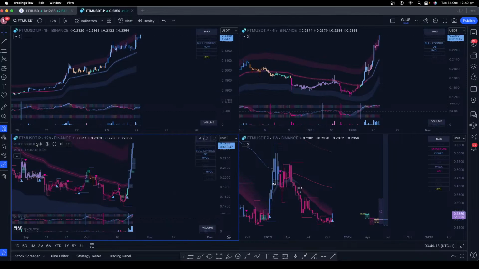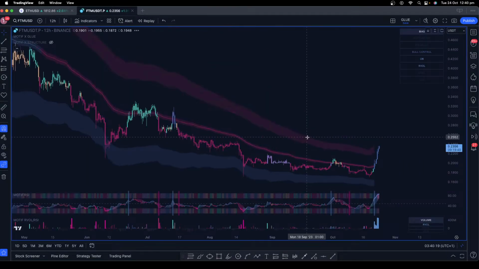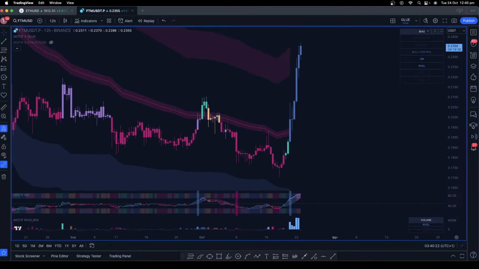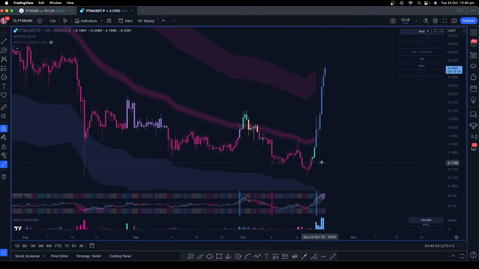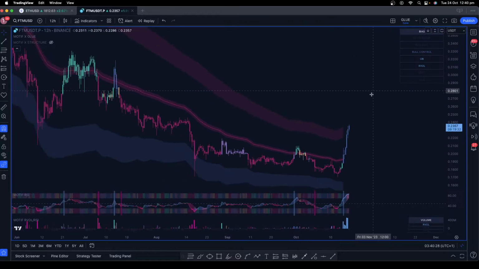I also like to flick between the structure. When the structure lines up with the colors, it's time to get long. FTM was looking pretty good at the lows. This move has now been missed, but you can see through here, ever since this move, it's the first time it turned blue. And we got the retest.